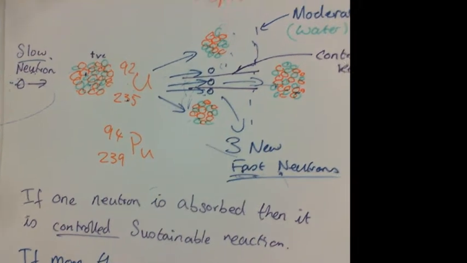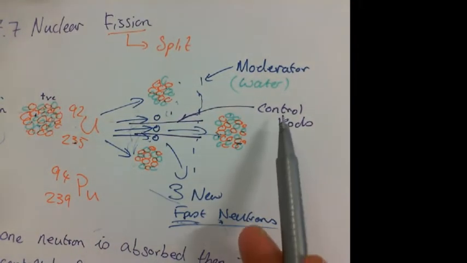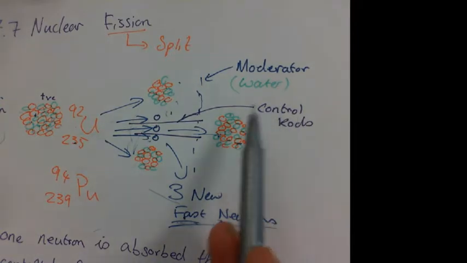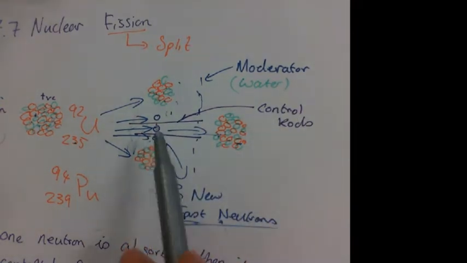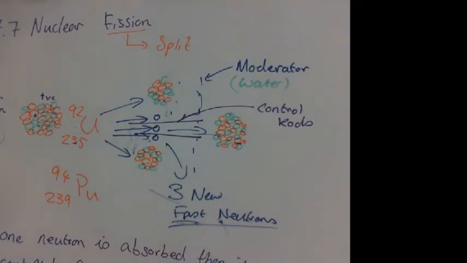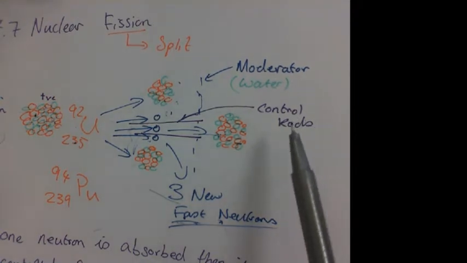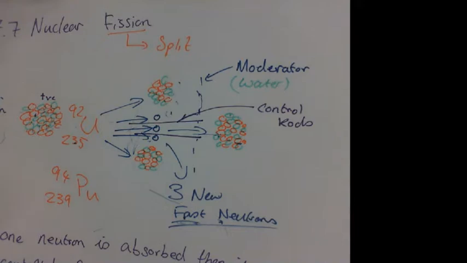So what they do in a power station is they use something called a control rod. A control rod is placed in the reactor, and it will absorb some of these neutrons, and you can raise or lower those control rods. The further in the control rods are, the more of these neutrons they absorb. The further out they are, the less they absorb. So you can increase or decrease the amount of power you generate by how far in the control rods are.